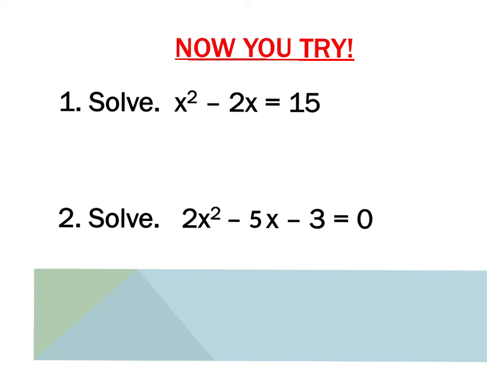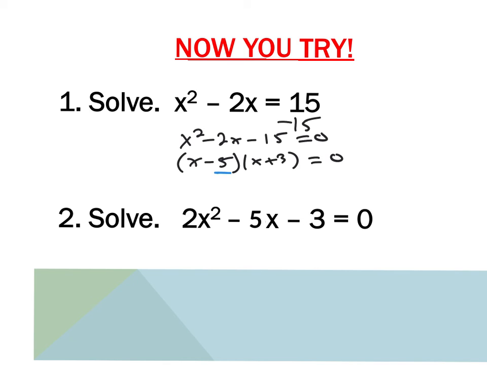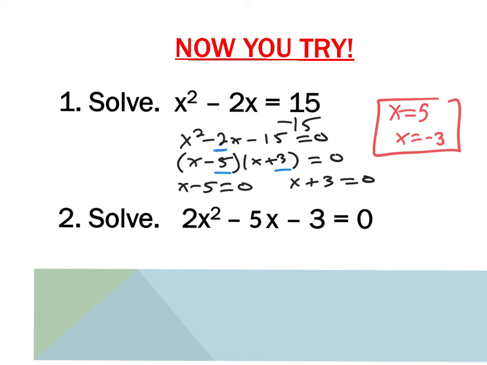So for the first one, some of you recognized that we needed to subtract 15 first to set it equal to 0. And so we have x squared minus 2x minus 15 equal to 0. The next step is you should have factored that, and you should have come up with x minus 5 and x plus 3 as your factors, because those two numbers multiply to -15 but also add up to that -2 there. And so by the zero product property, if you set these each individually equal to 0 and solve for x, you should have got x equals +5 and x equals -3 for your final answers.